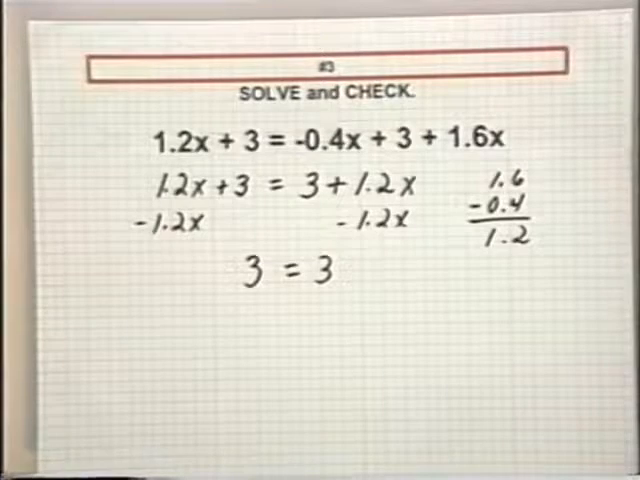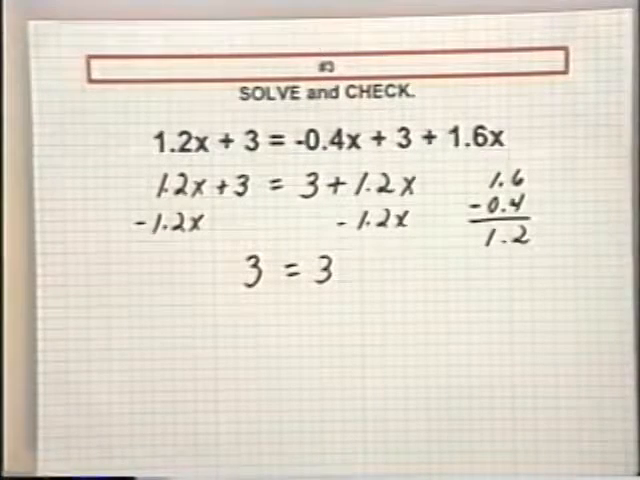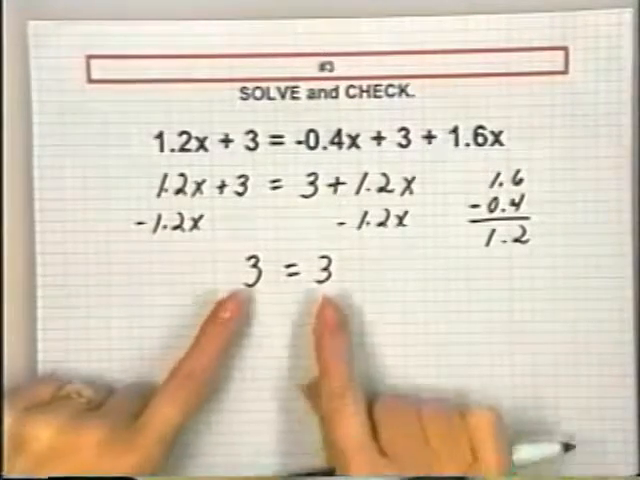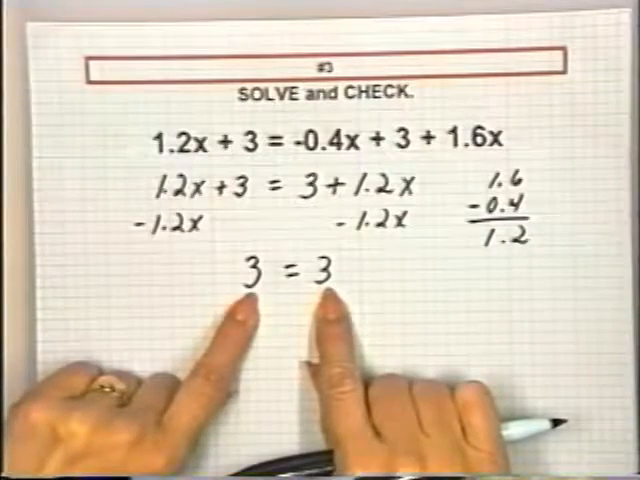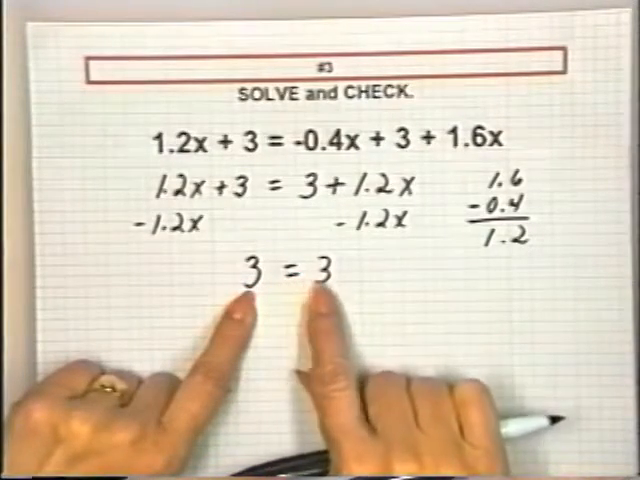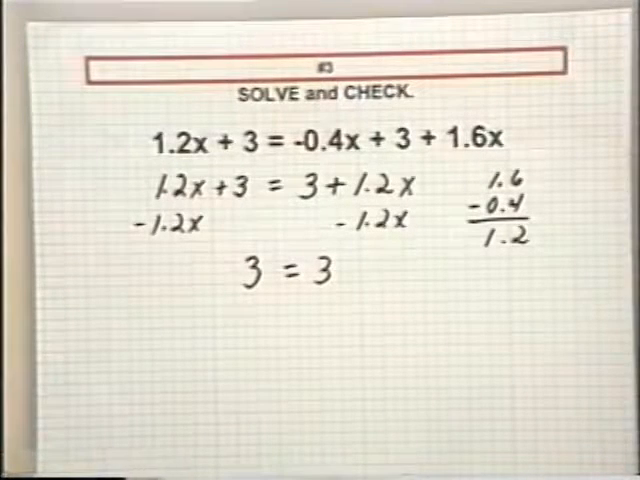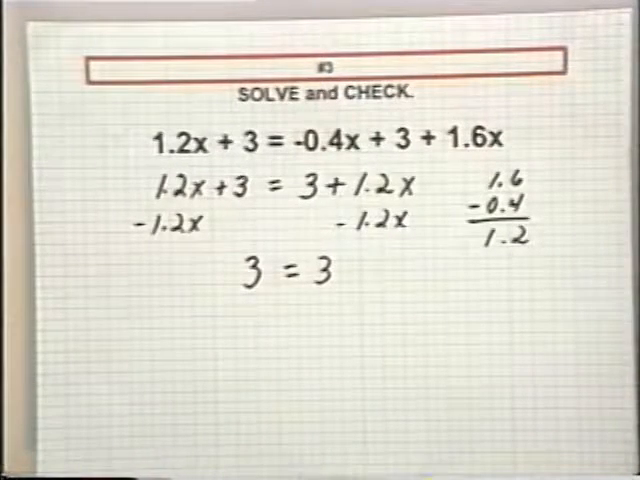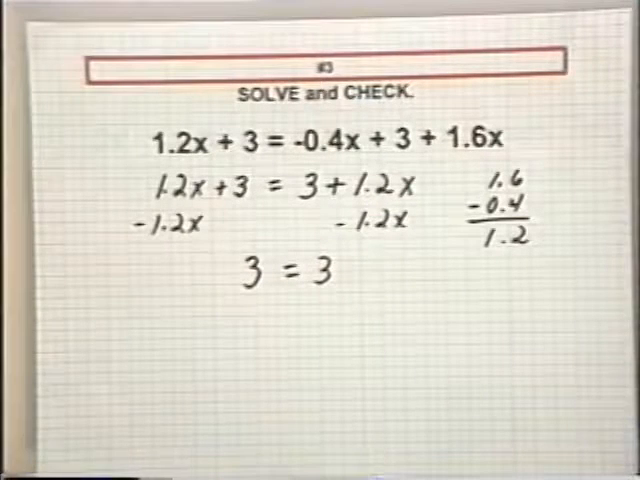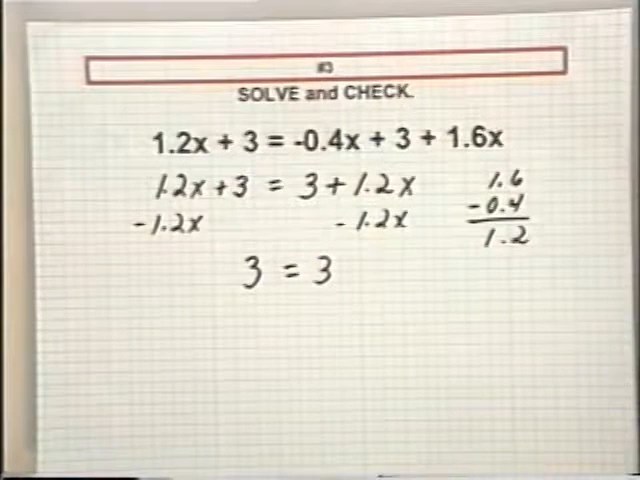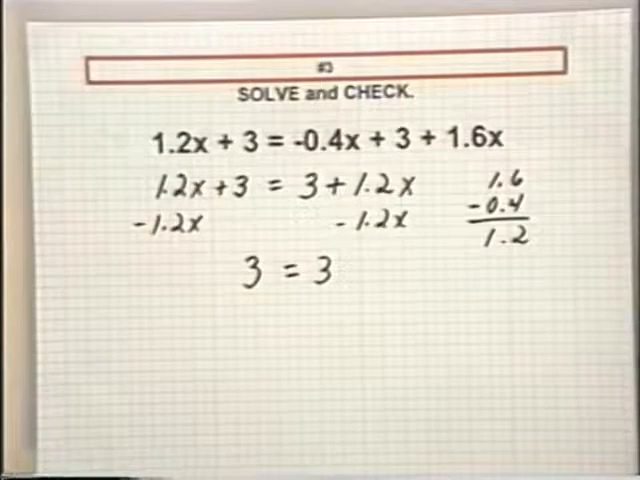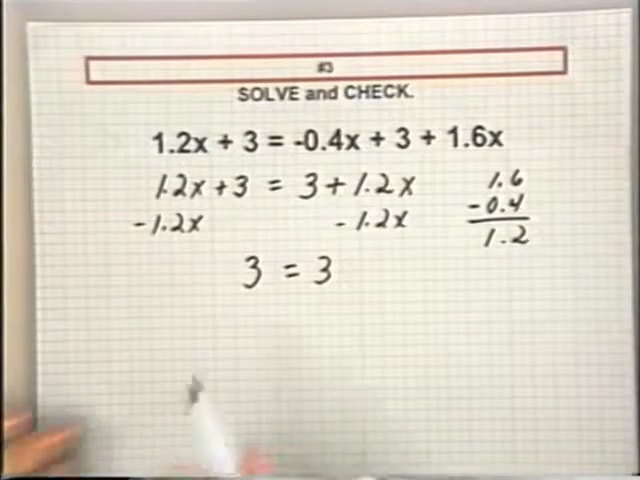What do I have? Once again, I have eliminated all of my x terms, but this time, this equation says 3 equals 3. 3 equals 3 is a true statement. When we solve a linear equation and we eliminate all the x terms, and the equation that we are left with is a true statement, that means that the solution of this equation is all real numbers.